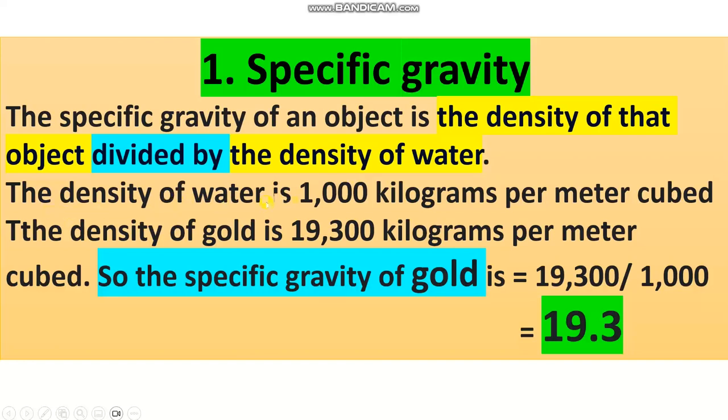Assume the density of the water is 1 kilogram per meter cubed. The density of gold is 19,300 kilograms per meter cubed. So the ratio between this figure and this figure right here, the result is 19.3. This is the ratio for the specific gravity of gold. This is just an example.